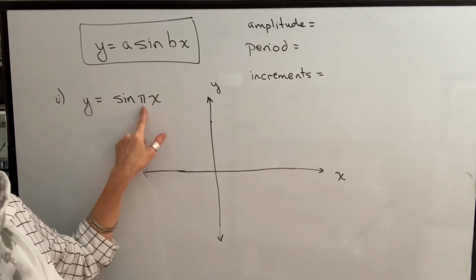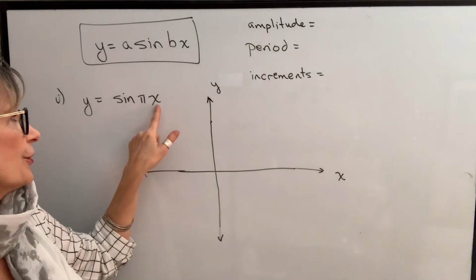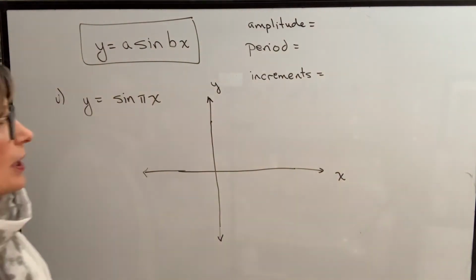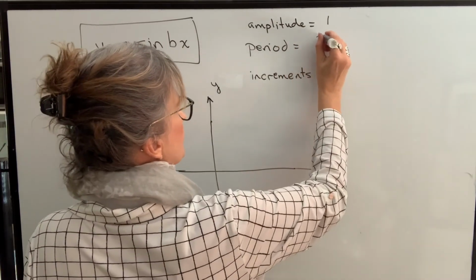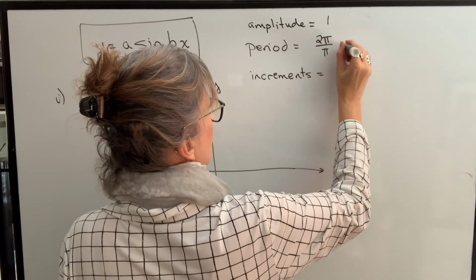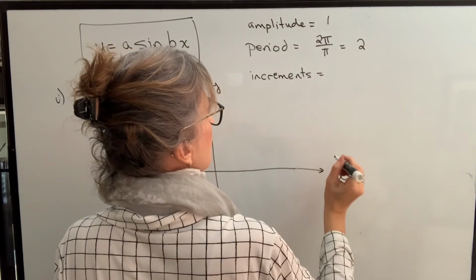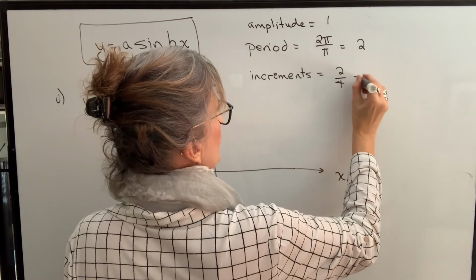Some of these questions that you will run into will have pi as a coefficient for your x. So it's the same process. Our amplitude is still, in this case, 1. The period is 2 pi divided by b. b in this case is pi. So the period is 2 units. And the increments will be 2 divided by 4, which would be 1/2.